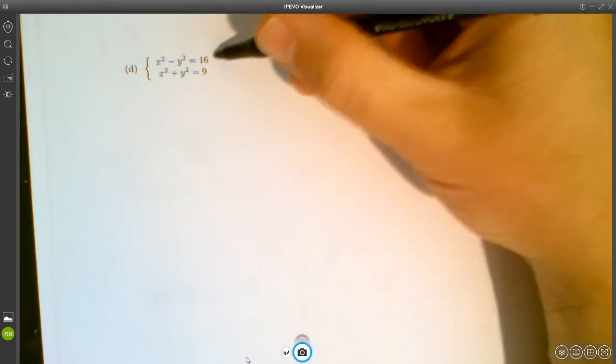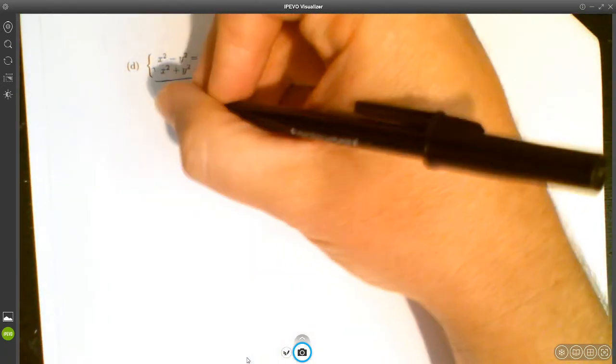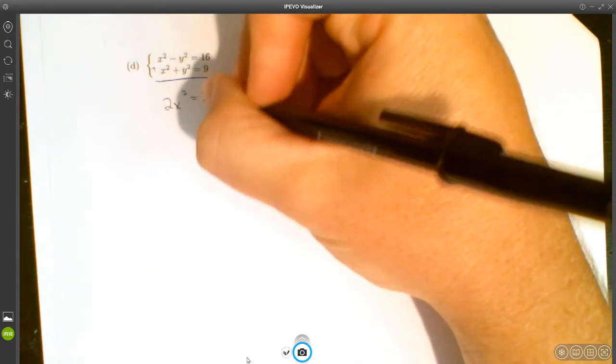One more of these. Ooh, with a hyperbola this time. Looks like we've got a hyperbola and a circle. This one is already set up for us to solve by addition, though. We can go ahead and add this up. We get 2x squared equals 25.